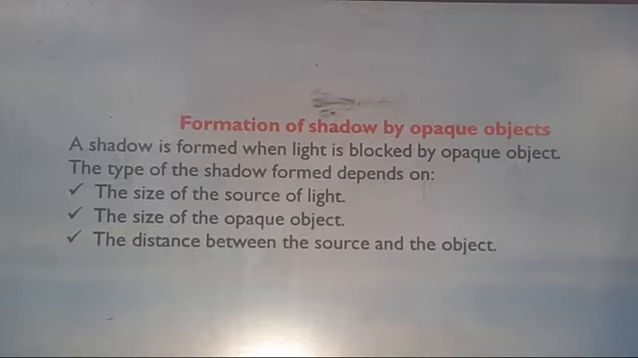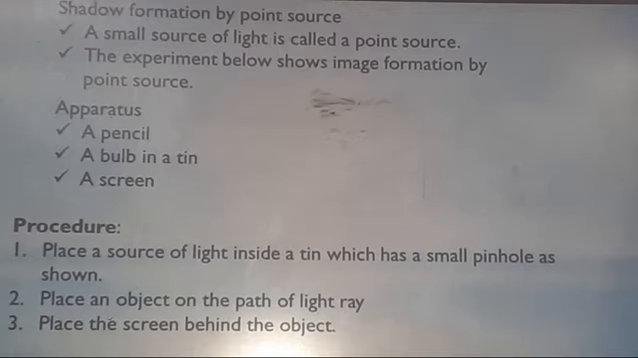The types of shadows formed depend on three factors. Factor number 1, the size of the source of light. Number 2, the size of the opaque object. Number 3 is the distance between the source and the object. Those are the three factors that determine the formation of the shadows. Therefore, shadow formation by a point source. What do we need? A small source of light.